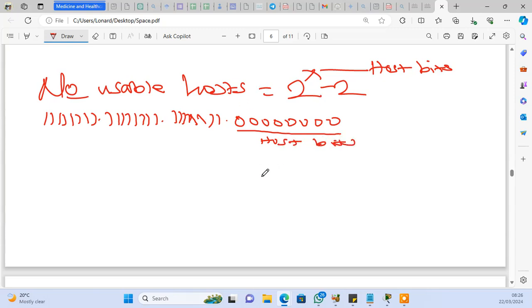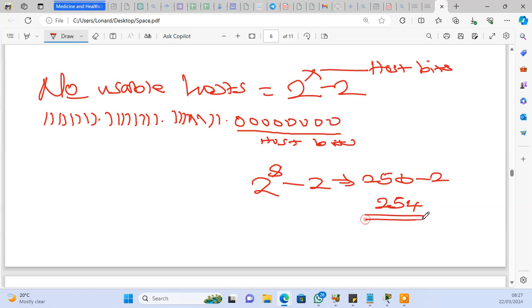So it will be 2 power 8, then minus 2. This gives us 256, and you subtract 2, and then you remain with 254. These are the usable hosts. In other words, the usable IP addresses. Total number of usable IP addresses. These ones here.